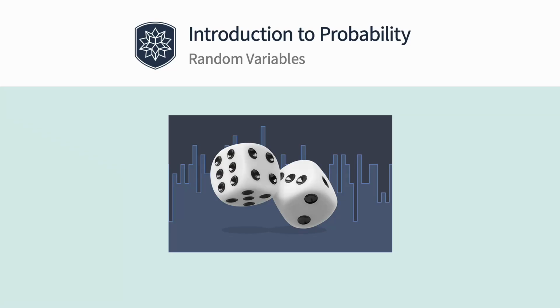Hello and welcome to Lesson 7 of this Introduction to Probability of Wolfram. The topic for this lesson is random variables.